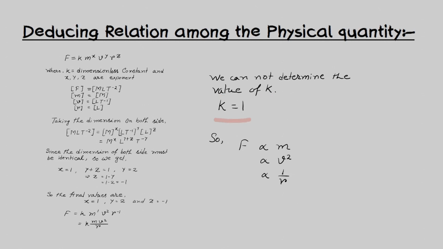So the centripetal force is directly proportional to the mass of the particle and the square of its velocity, and inversely proportional to the radius of the circle.